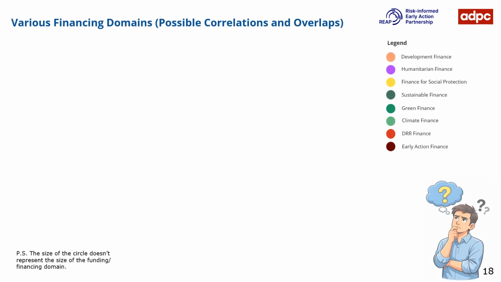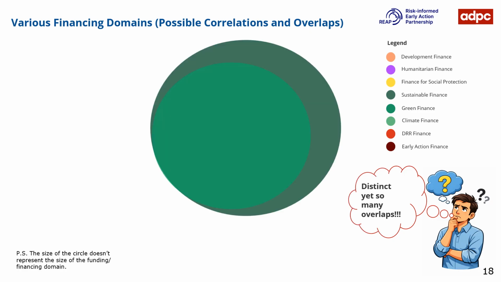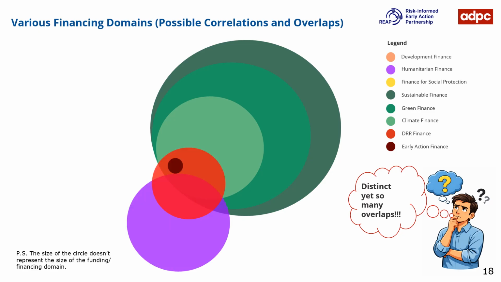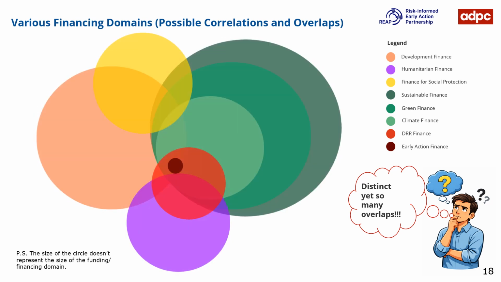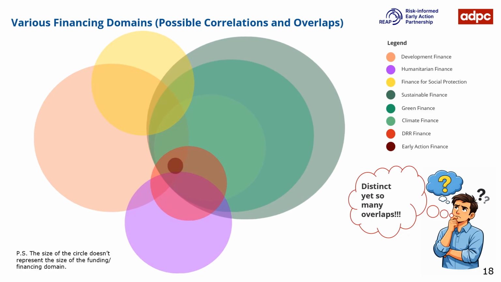This slide shows that these domains are distinct, yet deeply connected. In practice, a single intervention may sit at the intersection of several domains. For example, forecast-based cash assistance before a cyclone may involve humanitarian finance, social protection delivery systems, disaster risk reduction planning, climate information, and early action finance. A climate-resilient agriculture program may combine development finance, climate adaptation finance, private investment, and social protection measures.